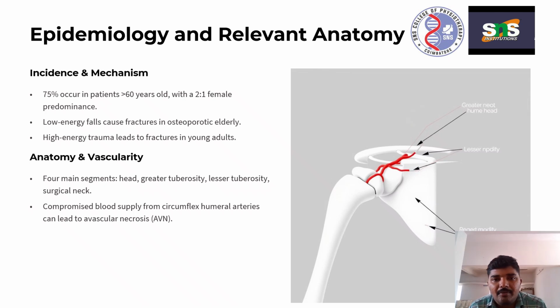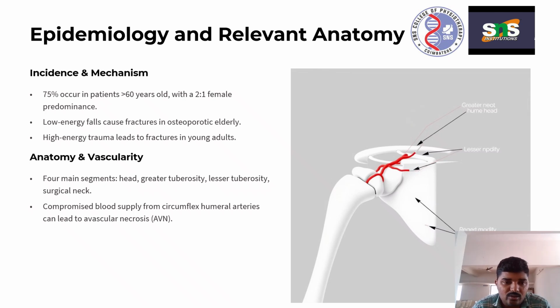Then we'll go through epidemiology and relevant anatomy. The incidence and mechanisms: 75% occur in patients more than 60 years old, with a 2:1 female predominance. Low energy falls cause fractures in the osteoporotic elderly, while high energy trauma leads to fractures in young adults.